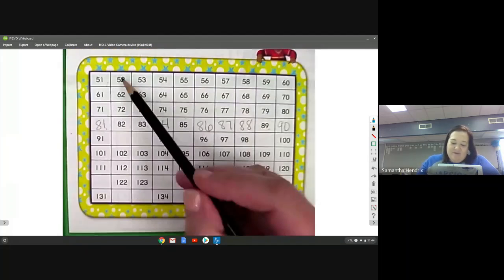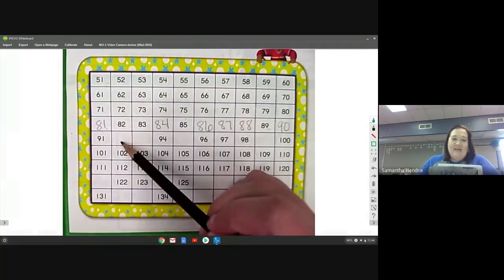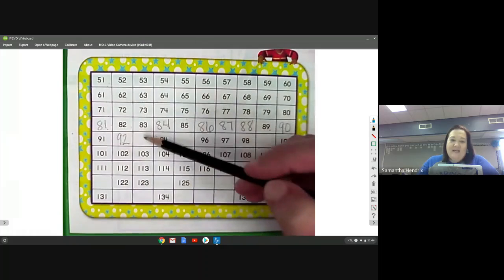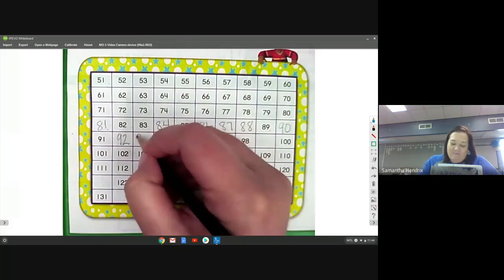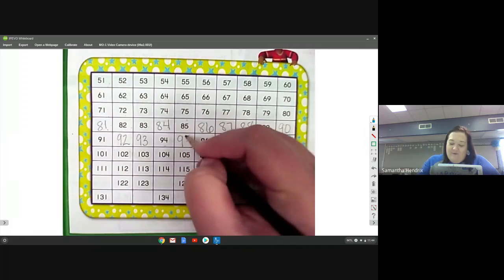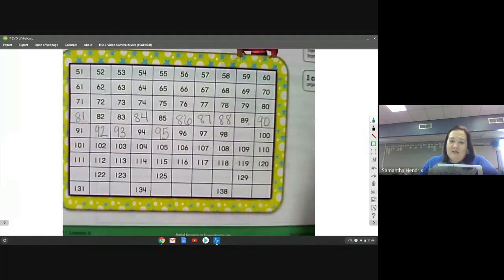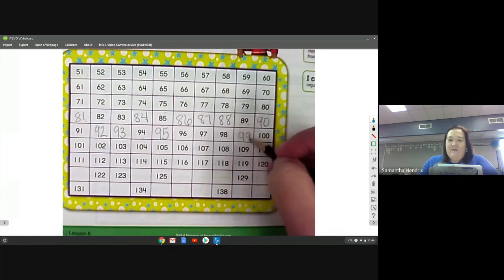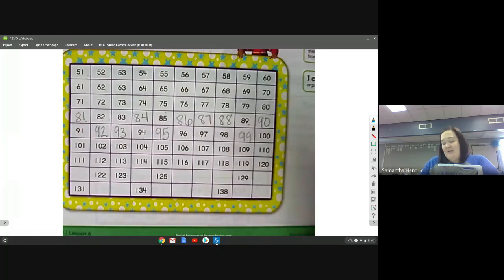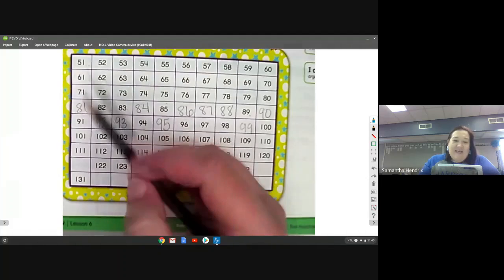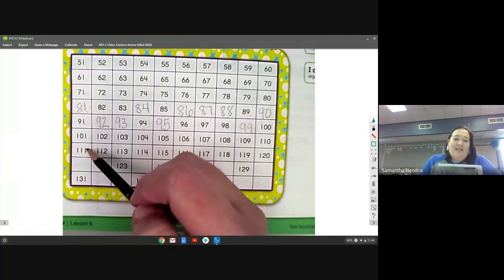Let's look here. 50, 60, 70, 80, 92. 50, 60, 70, 80, 93, 94, 95. Okay, if you need to pause, you can pause. 98, 99, 100. Oh my goodness, now I have to fill in the 100s down here. Let's look though. We have 50, 60, 70, 80, 90, 101, 111.